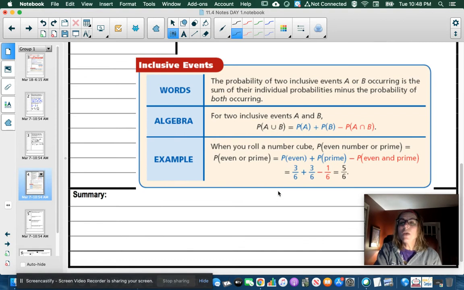When you have a situation where you have an inclusive event, you add the two probabilities together, but you have to subtract off the probability that they both have in common, so you're not double counting the probability.